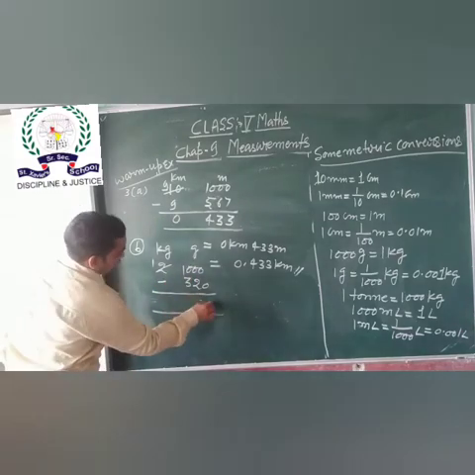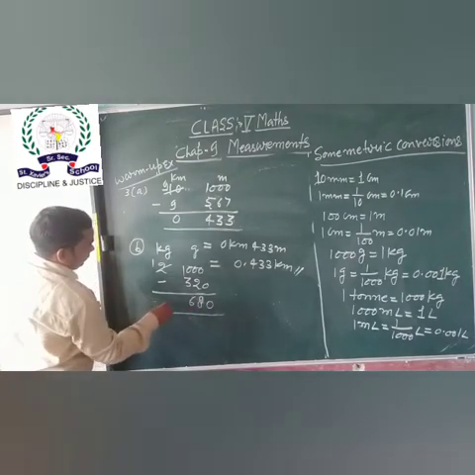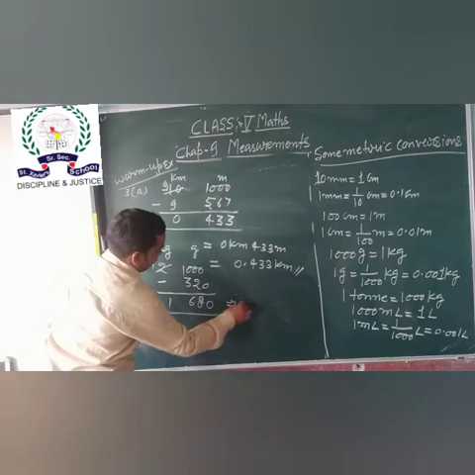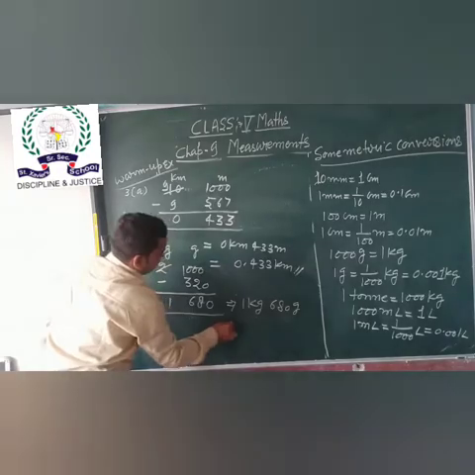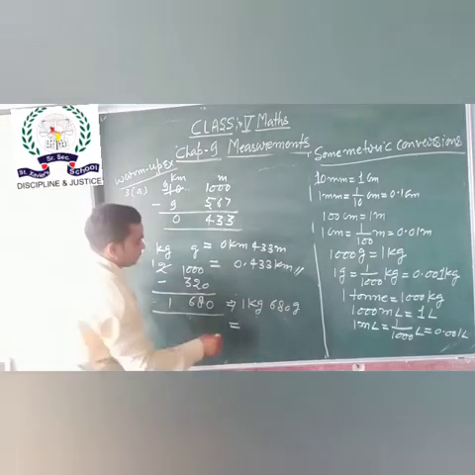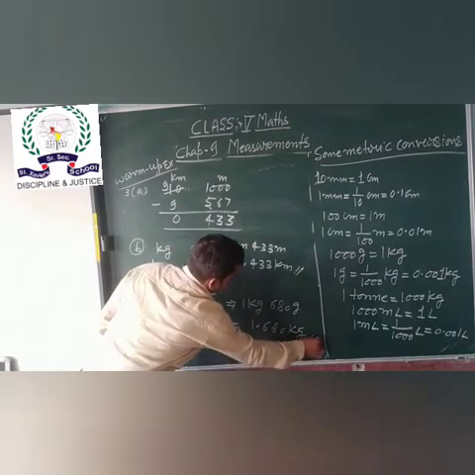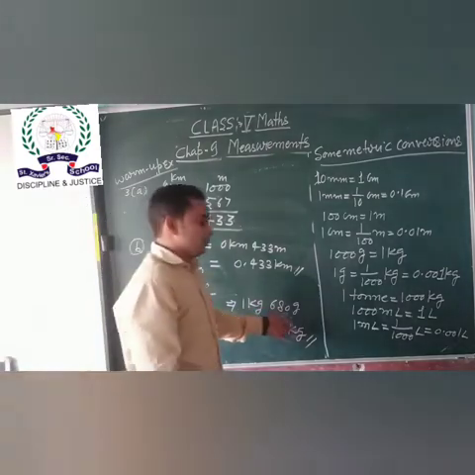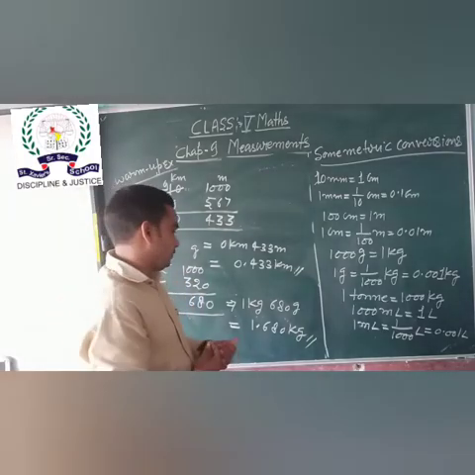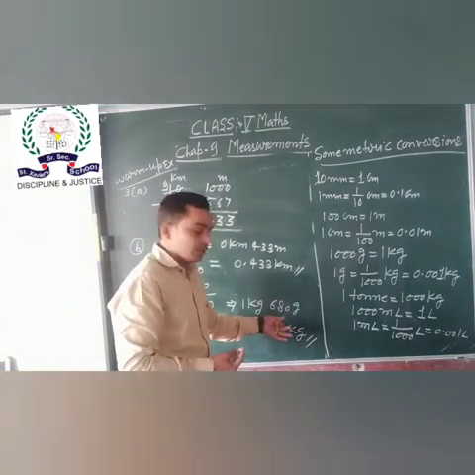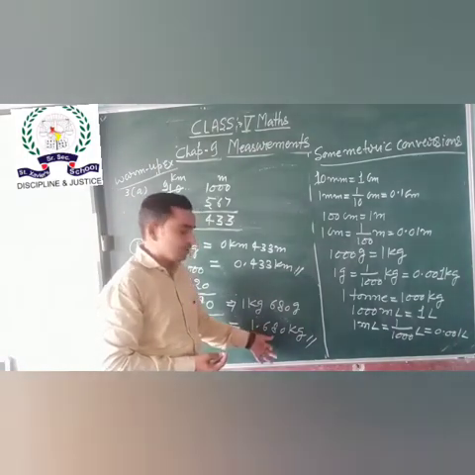Then subtract: 10 minus 2, 8. 9 minus 3, 6, and 1. So we have 1 kilogram and 680 gram. Then we convert into kilogram. So we have 1.680 kilogram. Because 1 kilogram equals 1000 gram, or 1 gram equals 0.001 kilogram. So we have decimal after 3 places. So 1.680 kilogram.